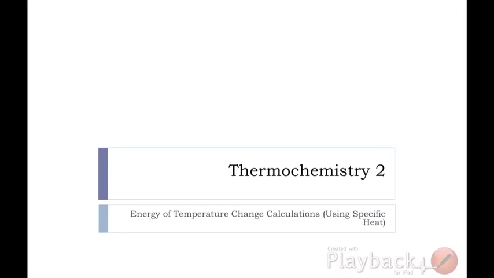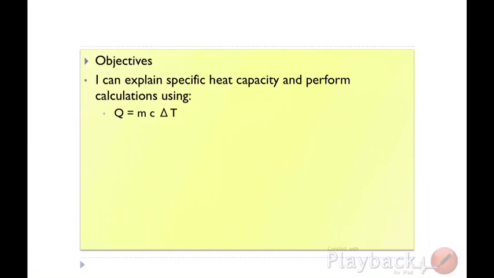This video reviews how to calculate the energy of temperature change using specific heat. By the end of this video, you should be able to explain what specific heat capacity is and be able to do calculations using the Q equals mass times specific heat times change in temperature equation.